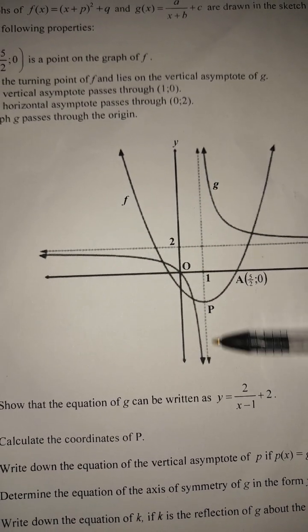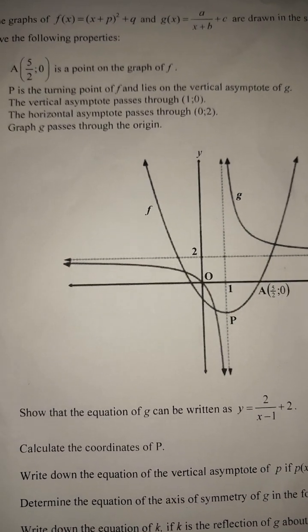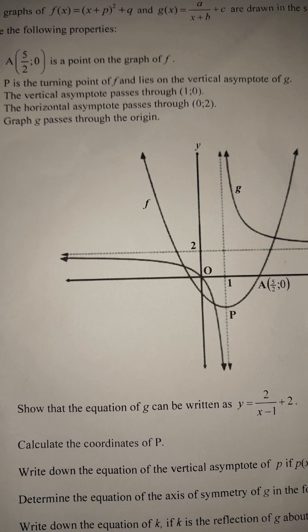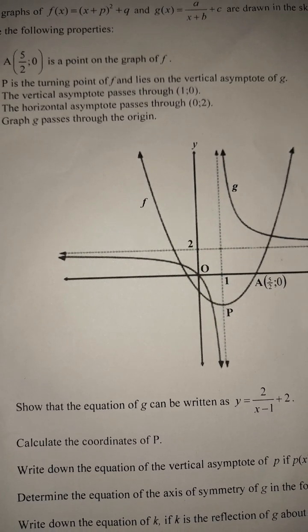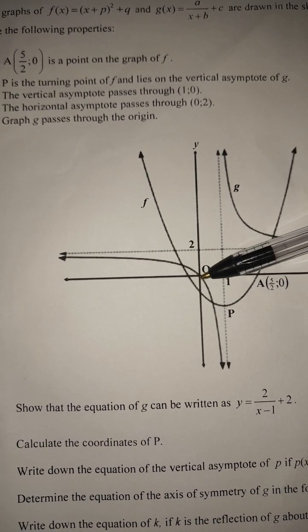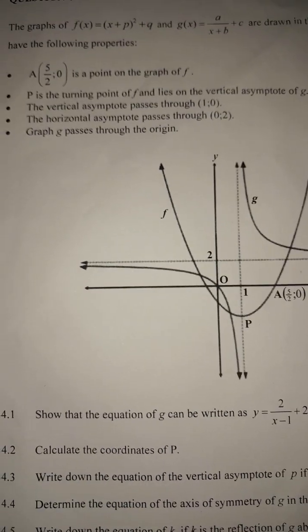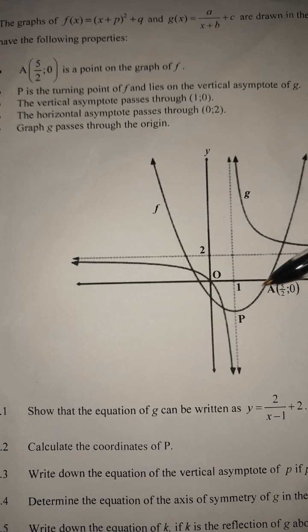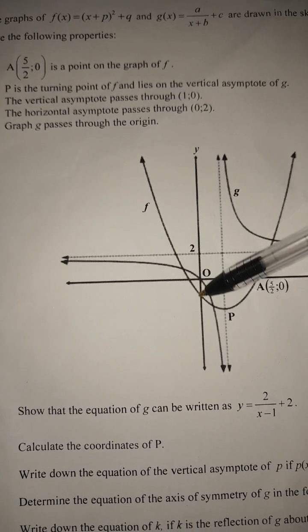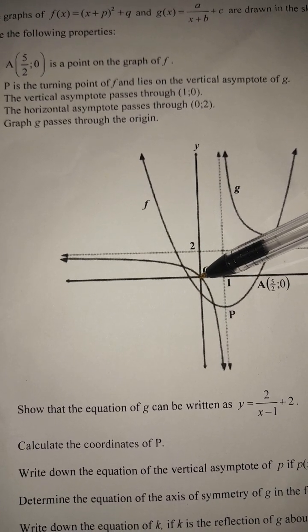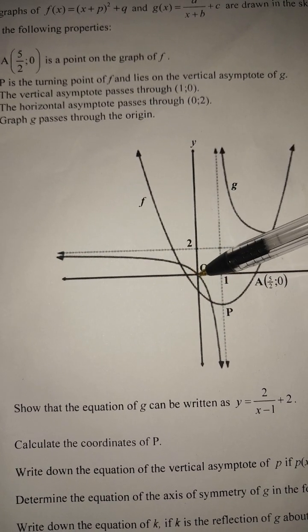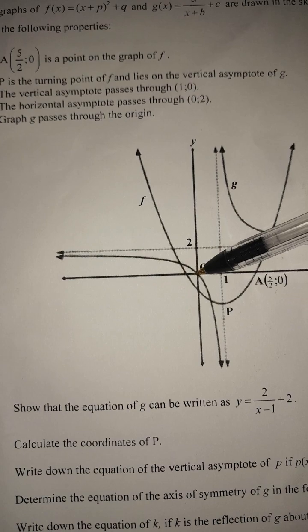We can see it also cuts the graph of f, right? So, the vertical asymptote passes through (1; 0), which is this, as well as (0; 2), which is from here to here, right? And they said the graph g passes through the origin. The origin is where the y-axis and the x-axis intersect. So it's going to be here (0; 0).